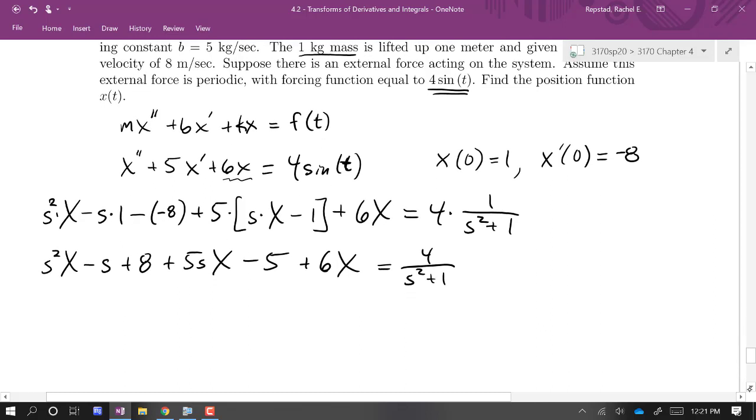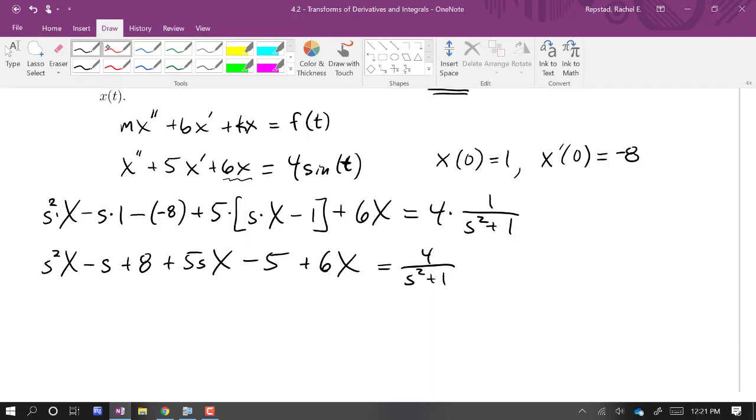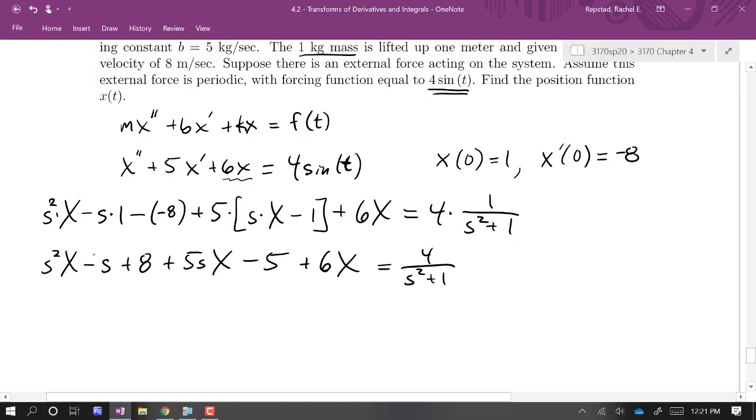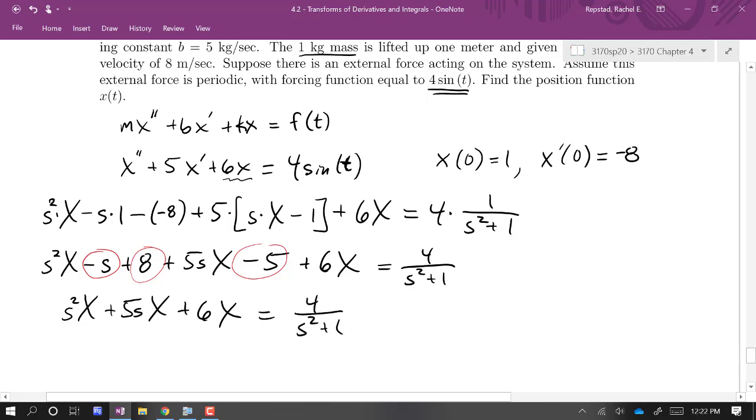Going to get everything without an X on the right side, so I'm going to add s, I'm going to subtract 8, and I'm going to add 5 to both sides. On the left side, we have s squared big X plus 5s big X plus 6X equals, on the other side, 4 over s squared plus 1, and then plus s. Let's see, I'm subtracting 8 and adding 5, so minus 3 on this side.